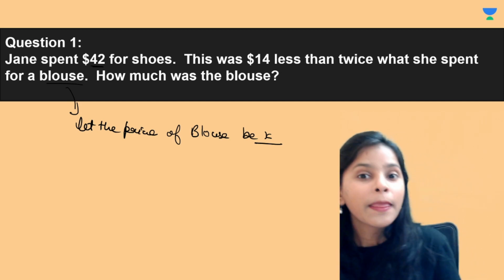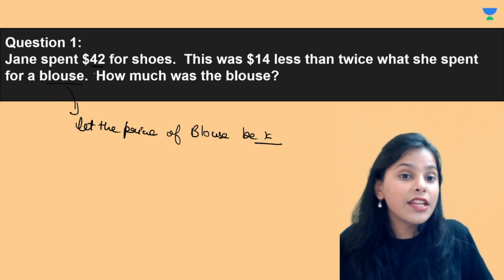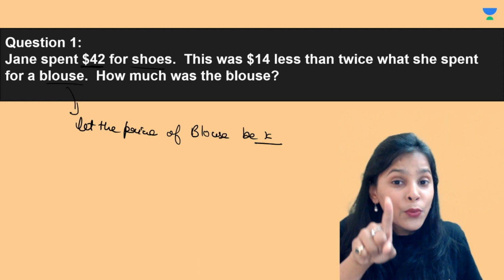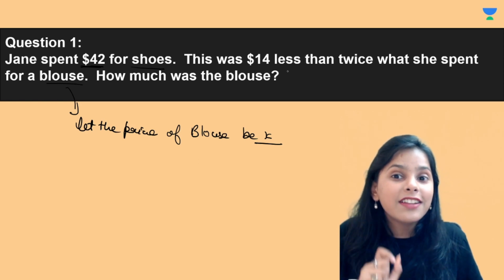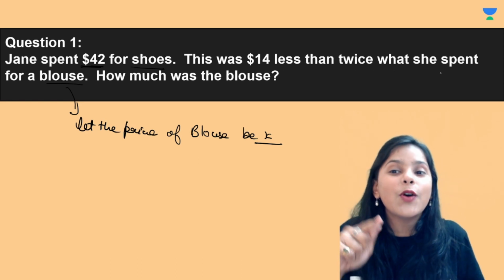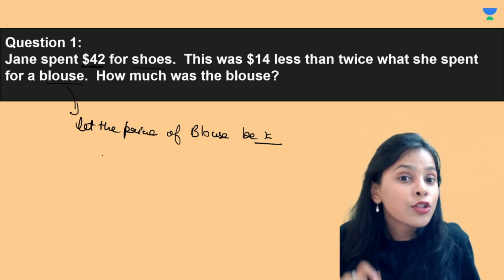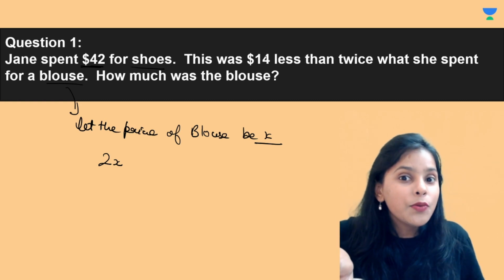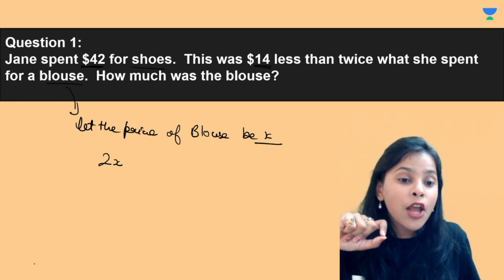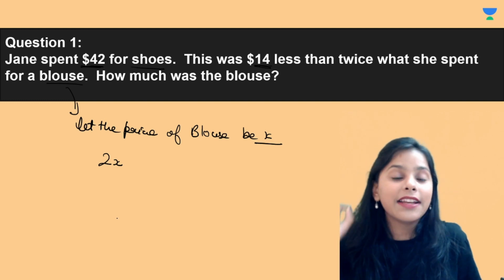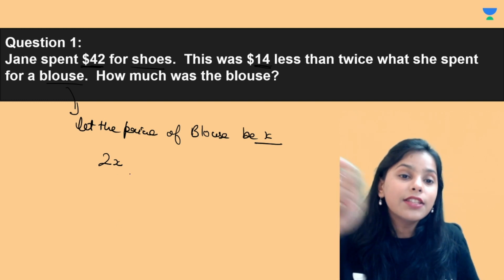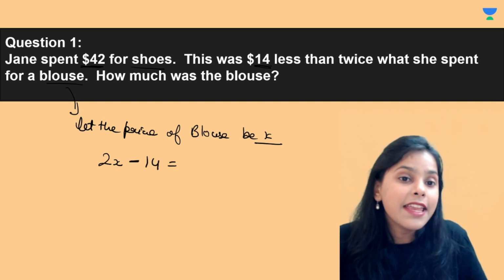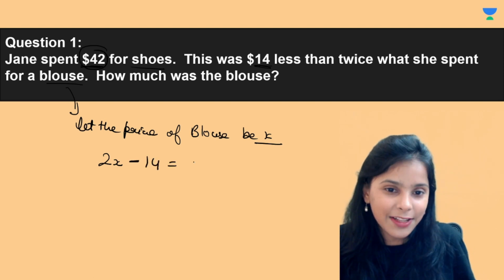Now, Jane spent $42 for the shoes, which was $14 less than twice what she spent for a blouse. Twice what she spent for the blouse means 2x, and here you have to subtract 14 because 14 is less than twice of what she spent for the blouse. So that means 2x minus 14 is equal to what she spent for the shoes, that is 42.